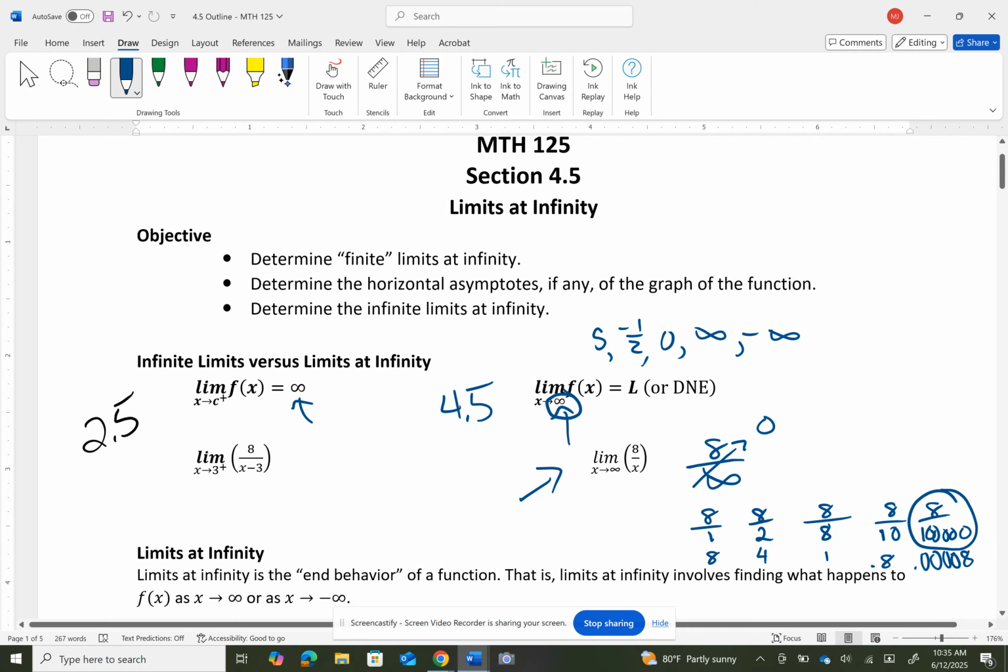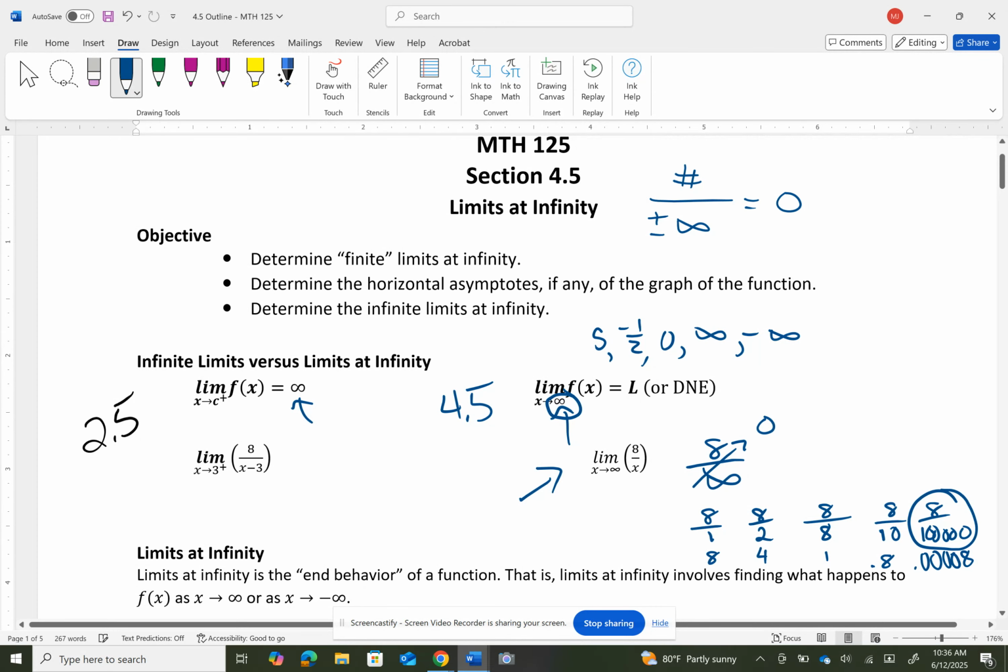I'm going to jot that down up here. If you have some kind of fixed number on top, could be a positive or a negative number, and in the denominator you have either a positive or negative infinity, that's going to wind up equaling 0.